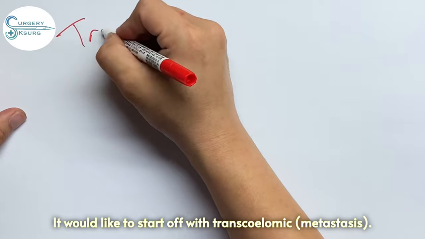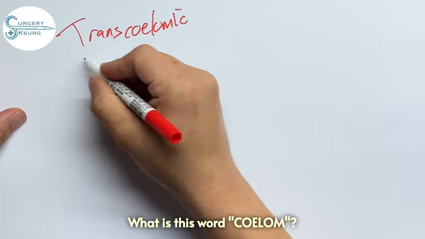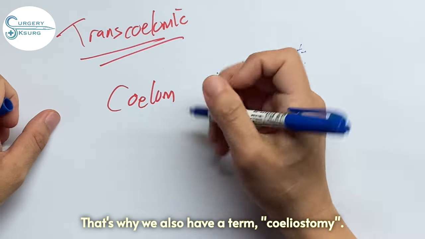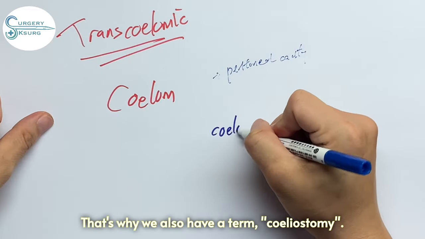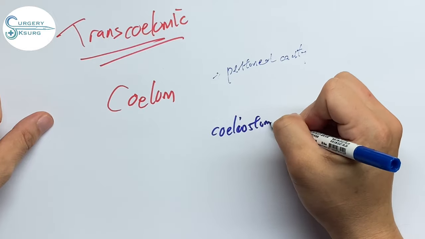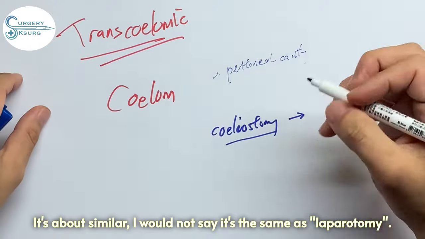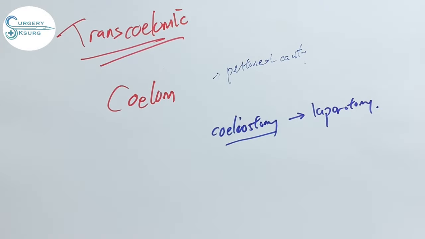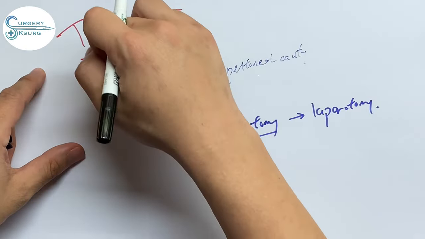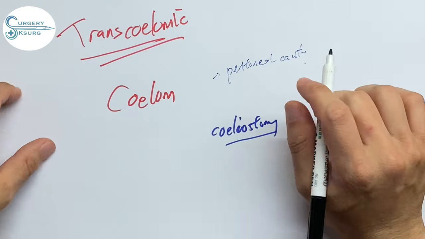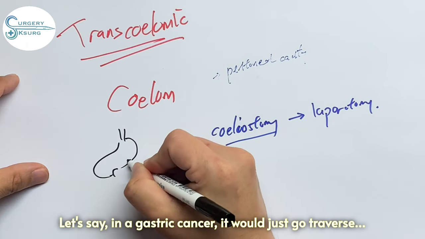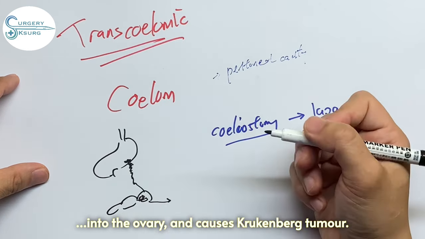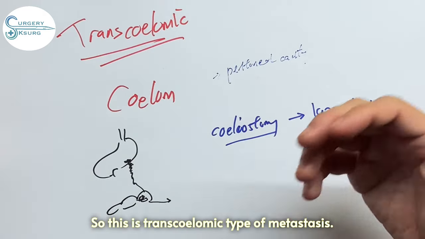Okay, I will start with transcoelomic. So what is this word coelom? Coelom is the peritoneal cavity. That's why we also have the term celiotomy. It's about similar, though I would not say it's the same as laparotomy. Once I say laparotomy, you guys will know. So what does transcoelomic mean? It means transperitoneal, in the peritoneum itself. Let's say gastric cancer goes across into the ovary and causes the Krukenberg tumor. So this is a transcoelomic type of metastasis.